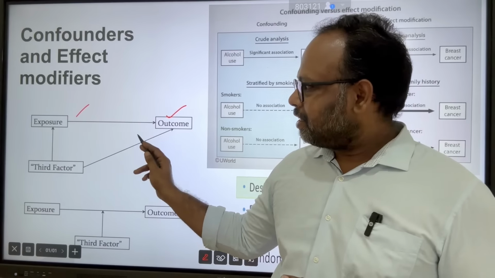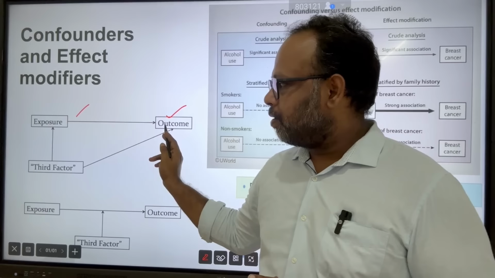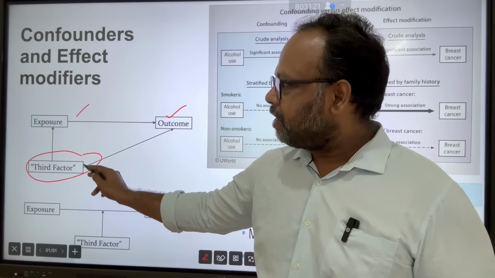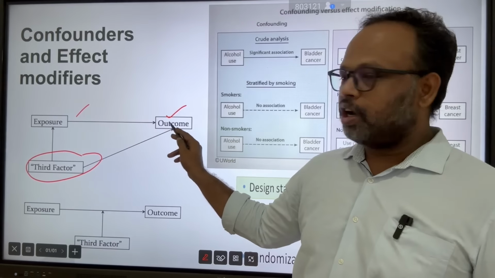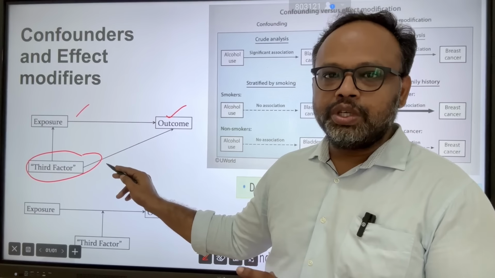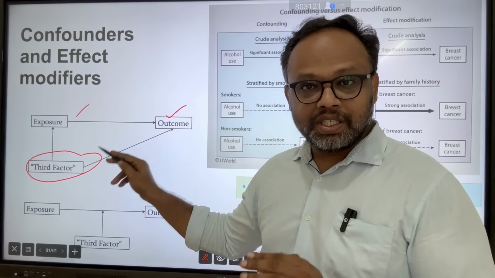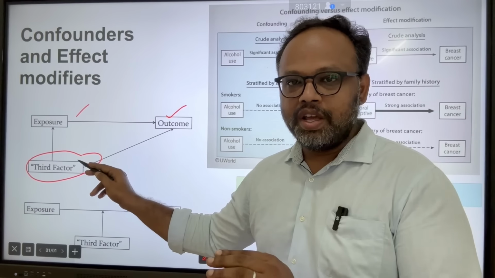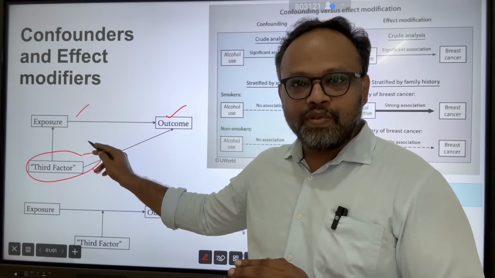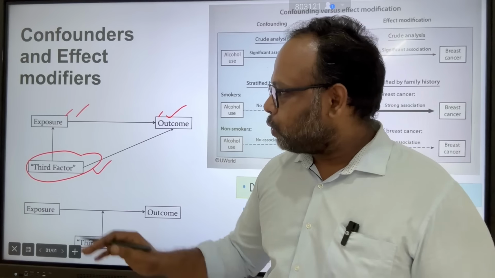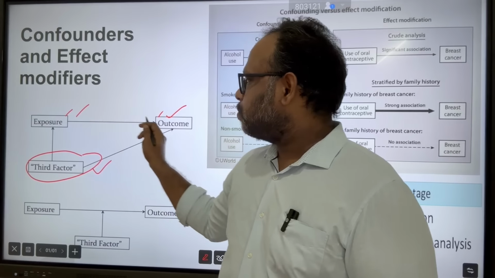Then we have seen about the differences between confounding and effect modifier. When we are studying the association between exposure and outcome, there will be a third factor which is related to both exposure and outcome, and it is distributed unequally among the study and your control group. Because it is distributed unequally, this will mimic an artificial association between this exposure and outcome. That sort of bias is called confounding bias. It is not a true relationship between this exposure and outcome.